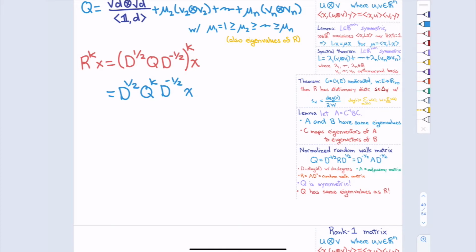Okay, so you annihilate them. When we have D to the 1/2, Q, D to the negative 1/2, then D to the 1/2, Q, D to the negative 1/2, in the middle we have a D to the minus 1/2 times D to the 1/2, and they annihilate each other. Great. So that's already a little bit cleaner.